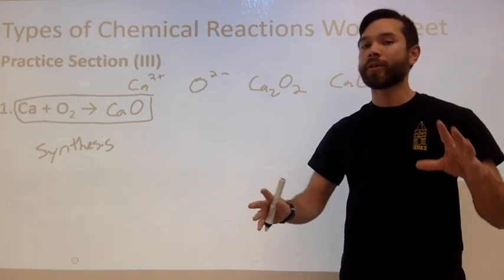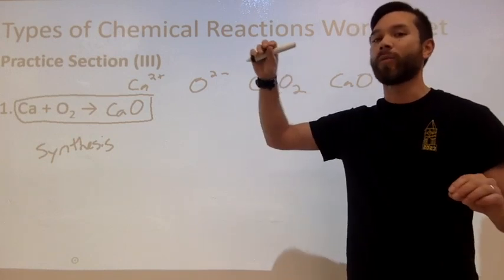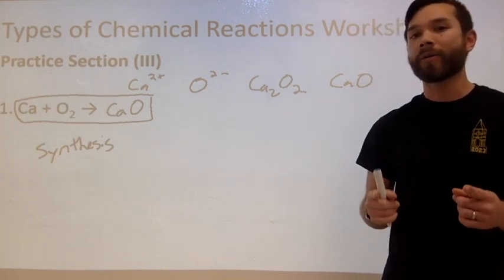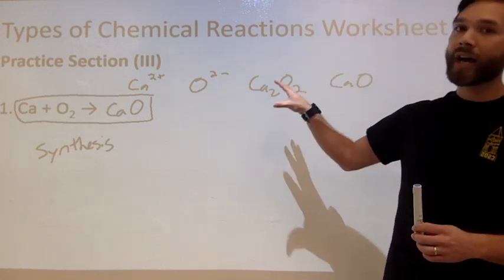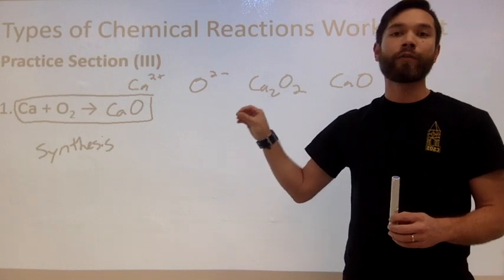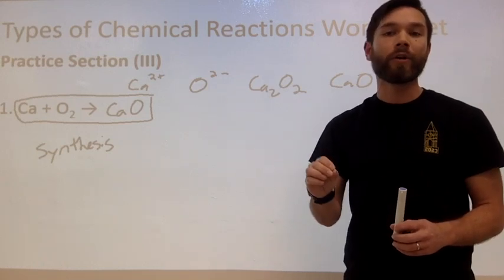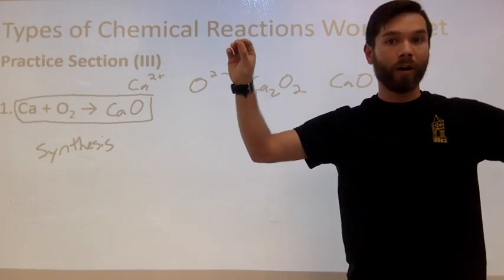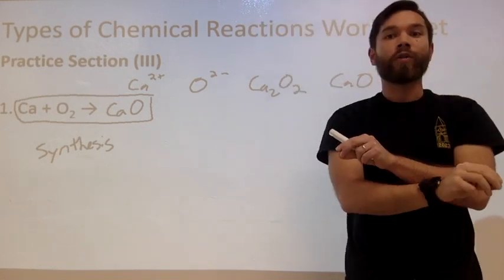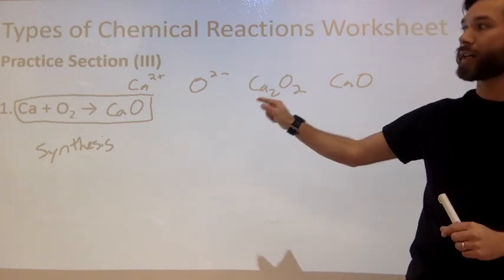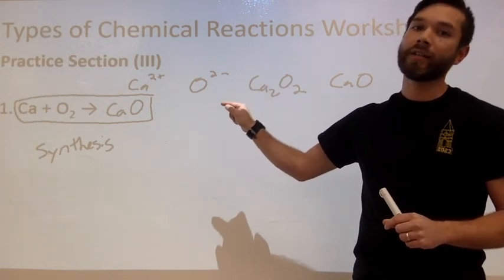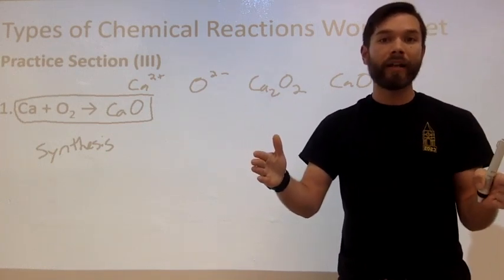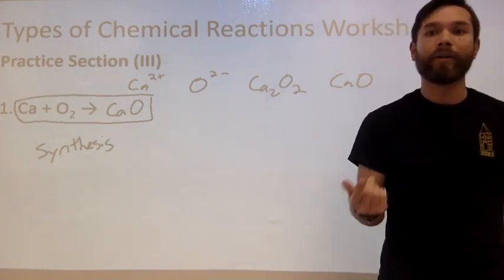And I know, math people, you're saying that doesn't work. There's two oxygens on one side and one on the other. And we're going to fix it in a later lesson. But for right now, what you need to know, every time you make a compound, follow your four steps. Don't just say Ca plus O2 yields CaO2. Make sure you go through symbols, oxidation numbers, cross them, simplify. So the correct answer is Ca plus O2 yields CaO. And this is, of course, synthesis, because it's an element plus an element yielding a compound.